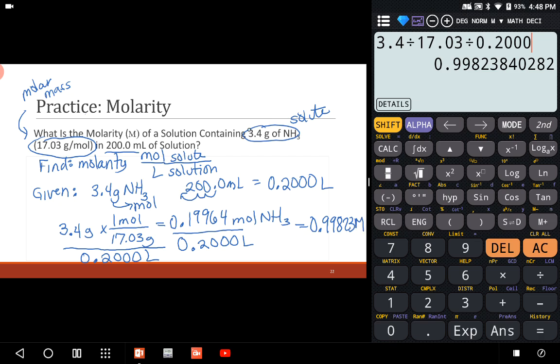molar. How many sig figs do I need? That is 2 sig figs in my mass. So that's going to limit my sig figs to just 2. So the 8's going to round up. That's going to make that a 10, which is going to carry over and make that a 10, which is going to carry over and give me 1.0 molar.